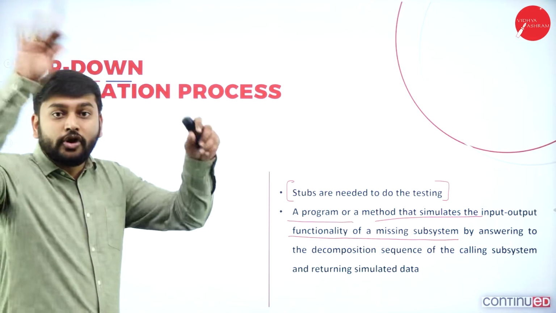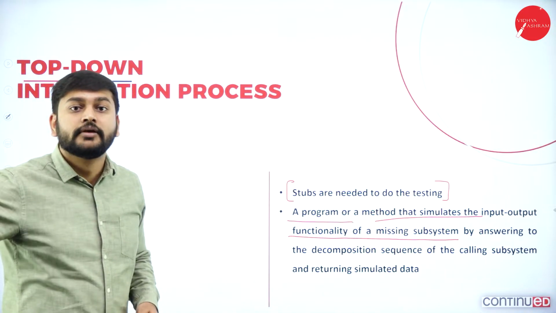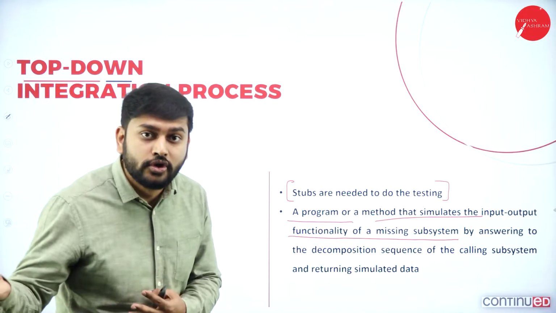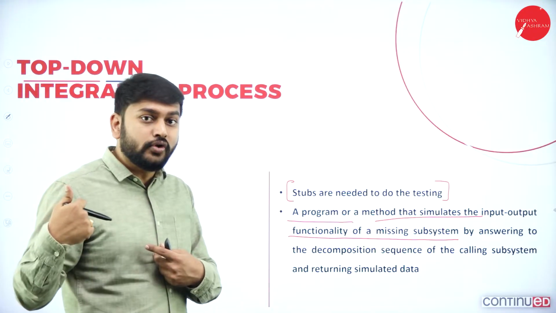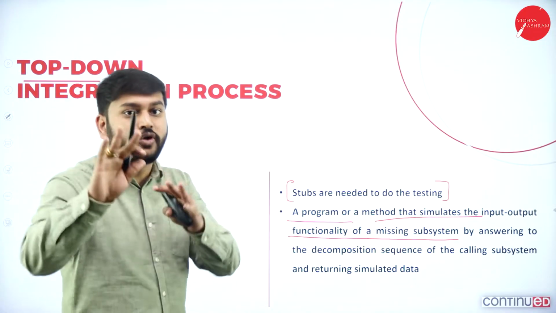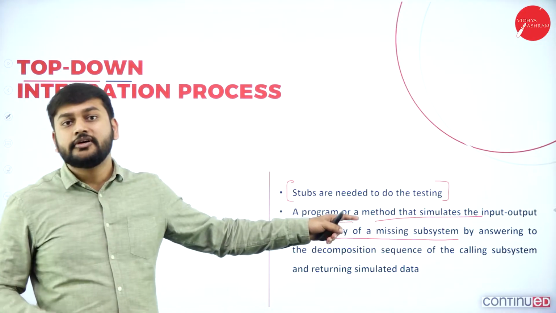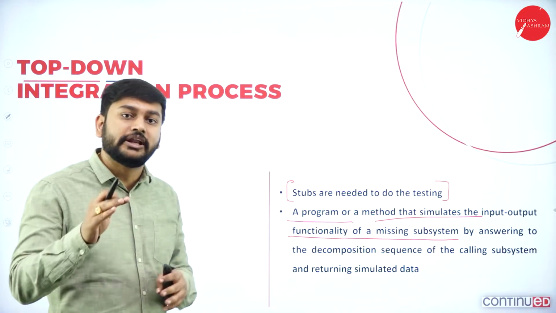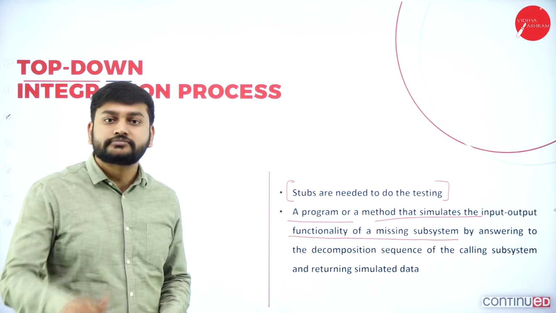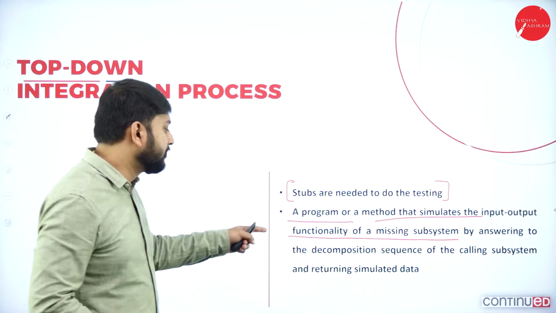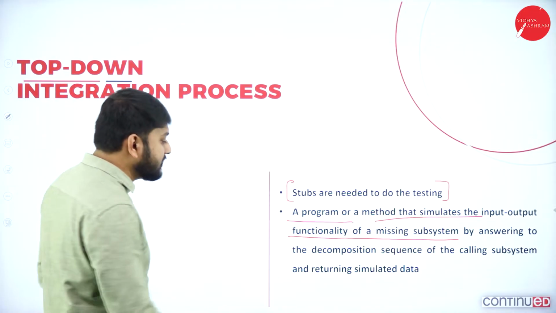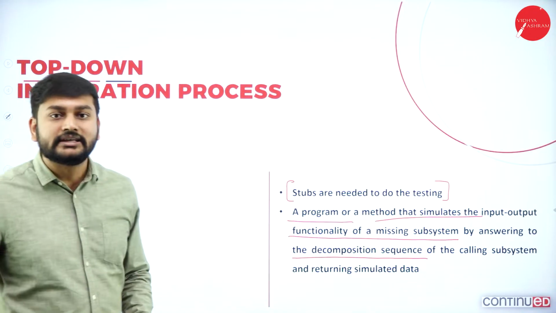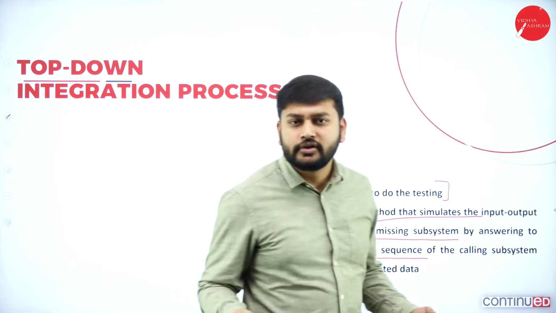When I'm testing, I will not have the rest of the system, the missing subsystem, but I should have that missing system also. So what do I need to do? I will fill it with the stubs. That's what you need to remember. All those missing subsystems, I will be replacing with stubs. The stub answers to the decomposing sequence or calling subsystem and returns the simulated data. That's what you need to remember.